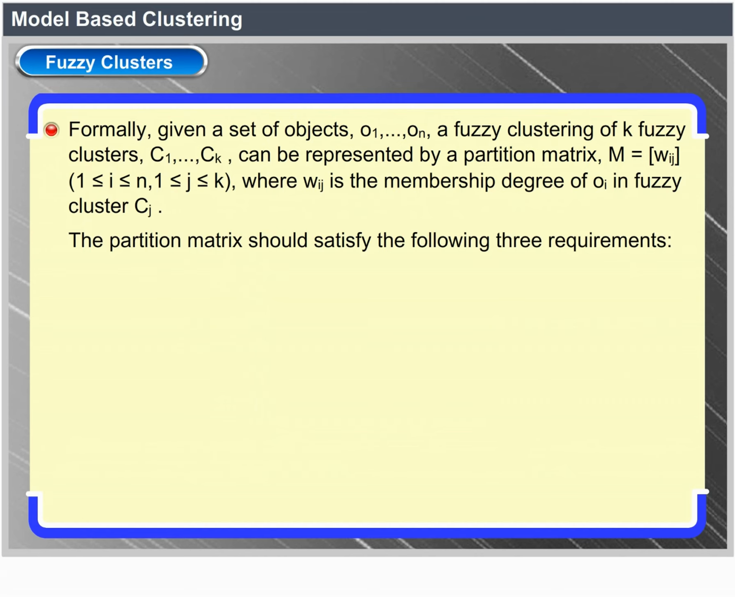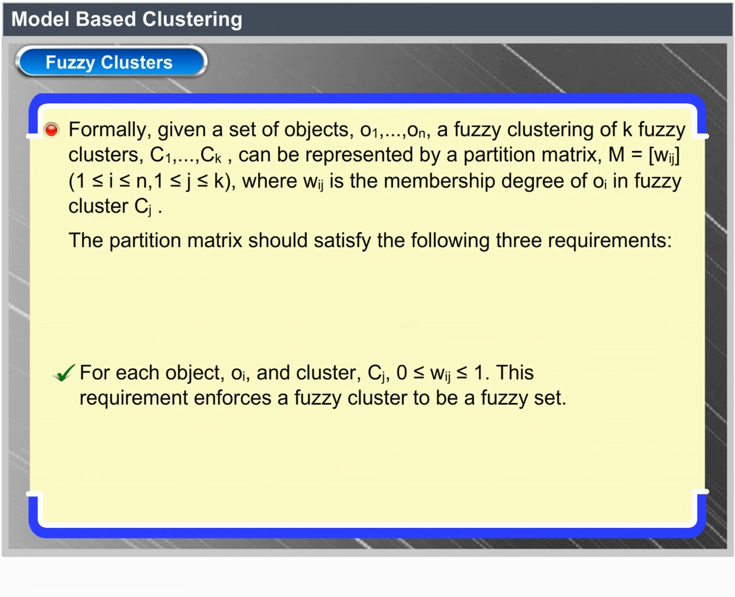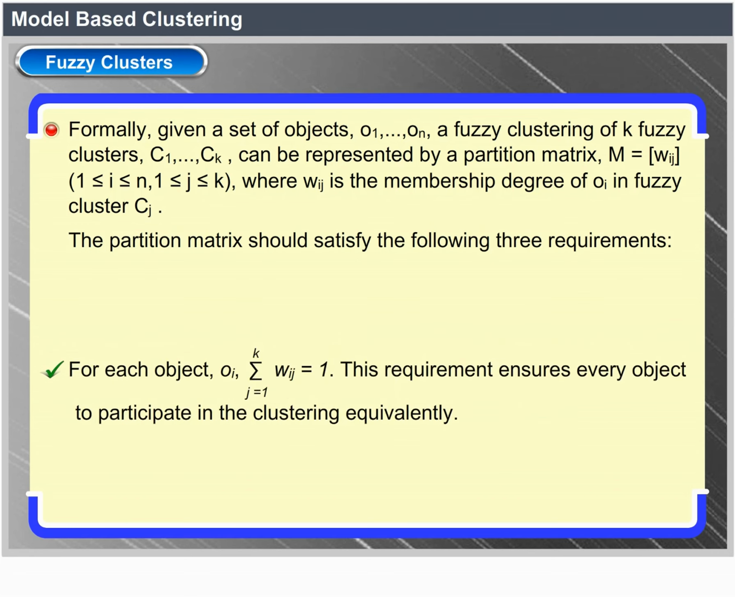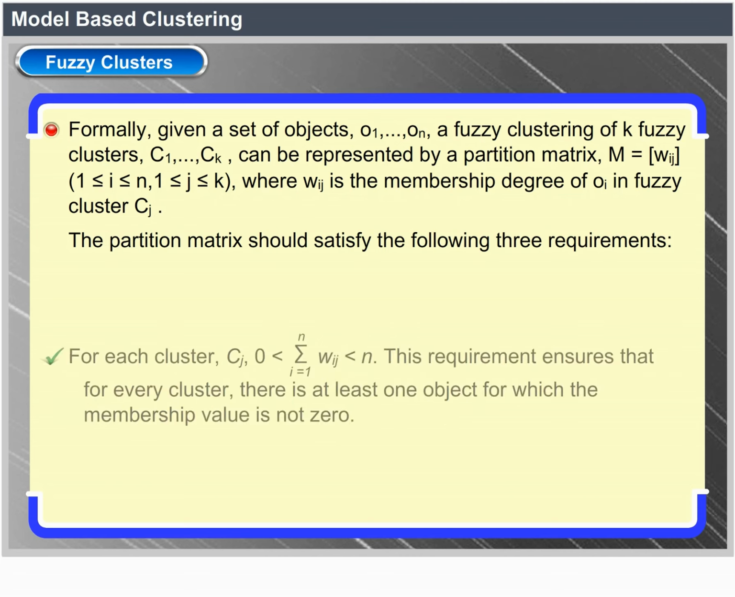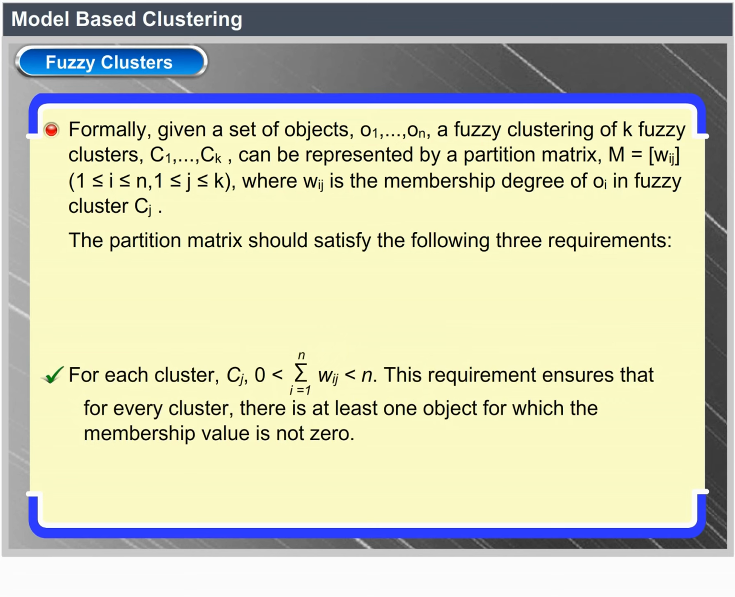For each object Oi and cluster Cj, Wij lies between 0 and 1. This requirement enforces that a fuzzy cluster is a fuzzy set. For each object Oi, the summation over j equals 1 to k of Wij equals 1. This requirement ensures that every object participates in the clustering equivalently. For each cluster Cj, the summation over i equals 1 to n of Wij lies between 0 and n. This requirement ensures that for every cluster, there is at least one object for which the membership value is non-zero.